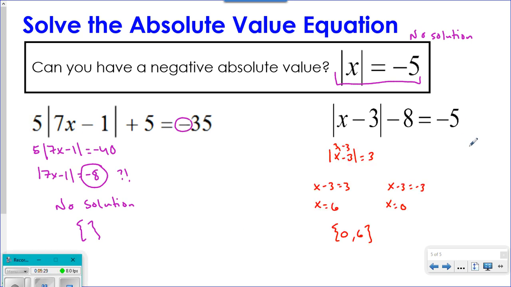When we solve this one, even though we start off with a negative, this actually has a solution that we can get. As soon as I add the 8 to both sides, we end up with a positive, so this one works. We know that our expression inside the absolute value has to be equal to 3 or negative 3. When we solve, we get 0 and 6 for our answers.